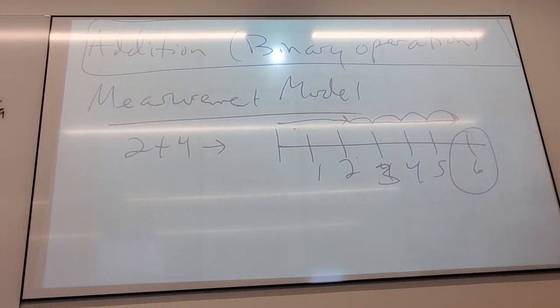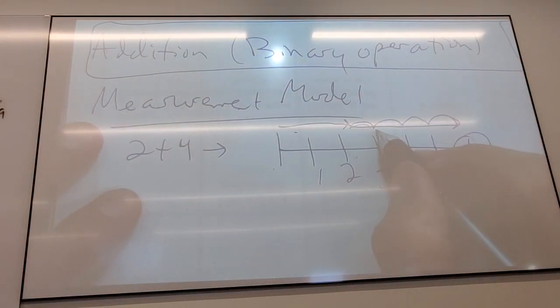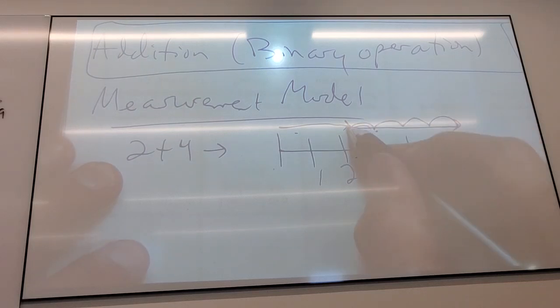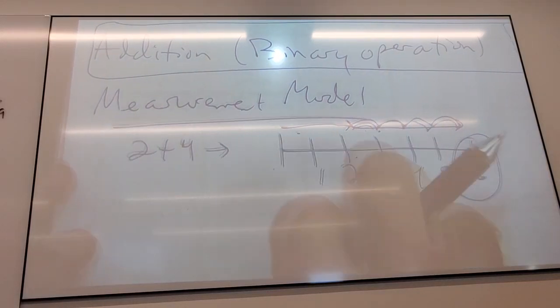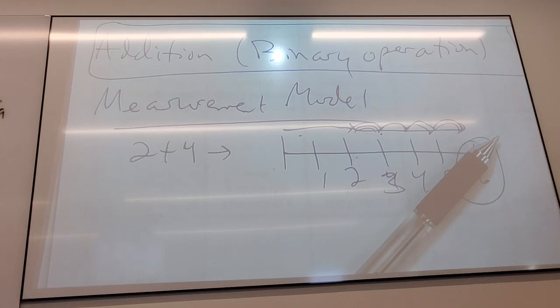This is sort of a visualization of the idea of counting on. 2 plus 4, you start with 2, and then you count 3, 4, 5, 6, you count on 4 more. Very often you'll see a student do this: 2, 3, 4, 5, 6. So they make sure they count it on this many. Okay.